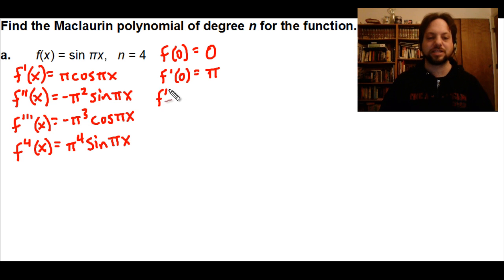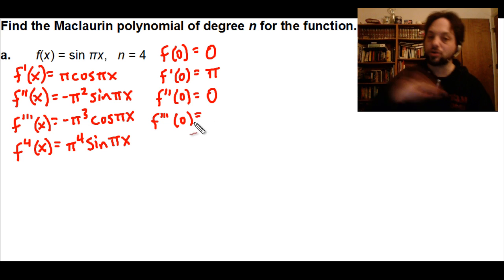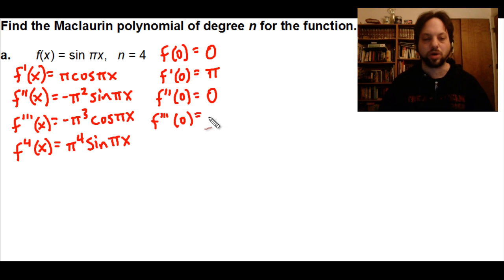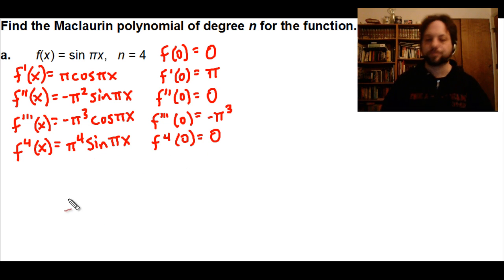Now, let me just continue this here. The second derivative at 0, well, we're back to sine again, giving 0. The third derivative, we're back to cosine now, and the cosine of 0, of course, is 1. And so we'll end up with negative pi cubed. And finally, the fourth derivative, evaluated at 0, and there's our sine again, giving us 0.